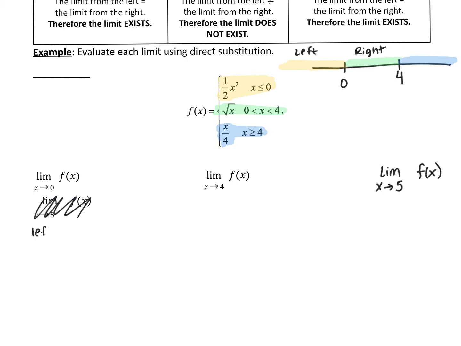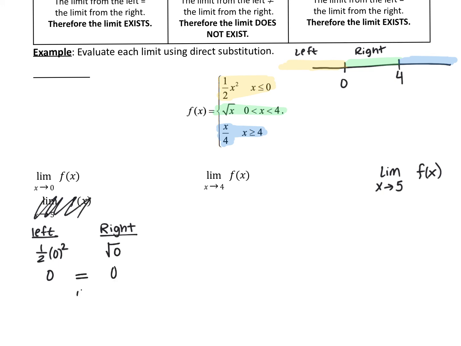So we're going to check the left side of the graph. So the left side is this one, 1/2 x squared. So 1/2 times 0 squared. Well, we know 1/2 times 0 is 0. And then let's check the right side of the graph. Well, the right side at 0 is this green one, which is the square root of x. So at 0, we'll plug in the square root of 0, which is 0.